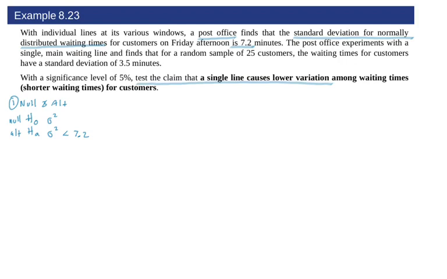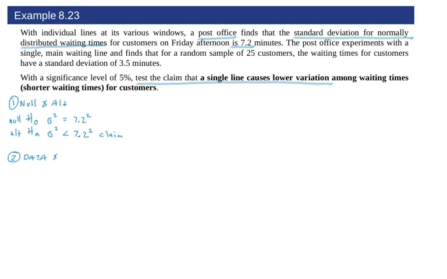So we're going to say less than 7.2, but again, we want it to be the variation there. Okay, so it's going to be 7.2 squared, for the variance. That makes that our claim, and by default, the null is going to be sigma squared is equal to 7.2 squared.